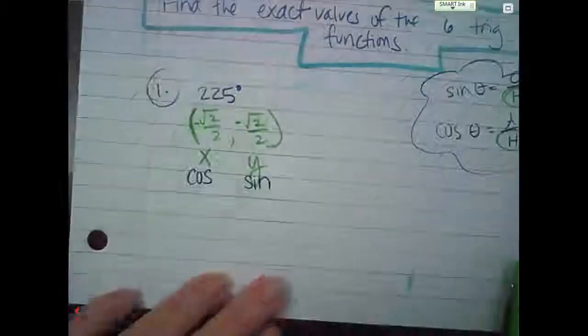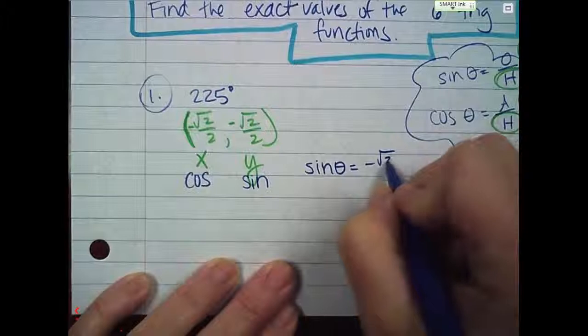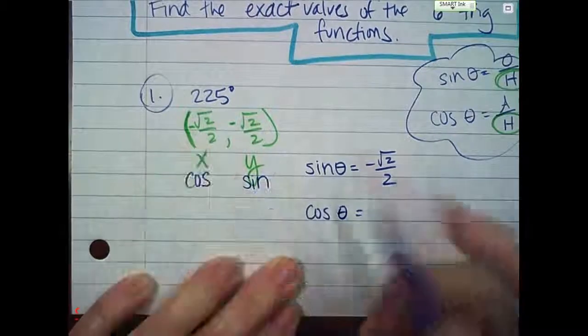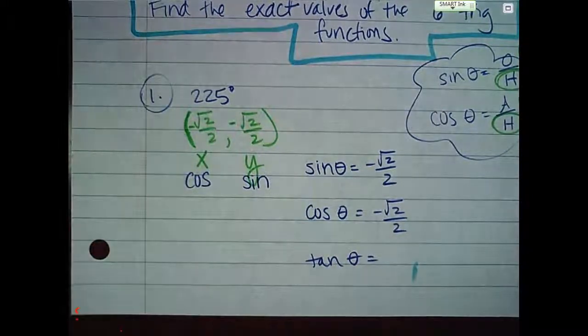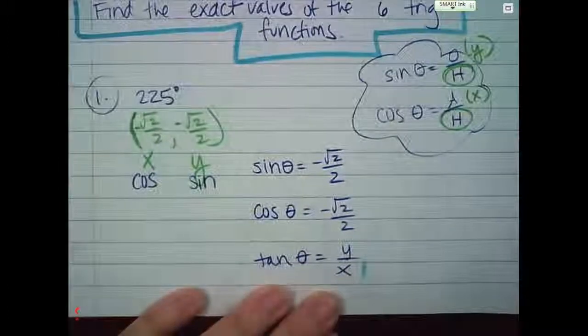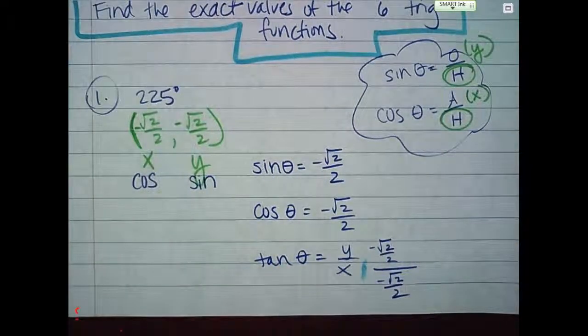So if you're going to find the 6 trig functions, let's find them. Sine of theta is the y value, so negative root 2 over 2. Cosine of theta is the same. And tangent, it doesn't give me tangent, but tangent is opposite over adjacent, or y over x. So if you have negative root 2 over 2 divided by negative root 2 over 2, what's the exact same numbers divided by each other? What do you get? 1.